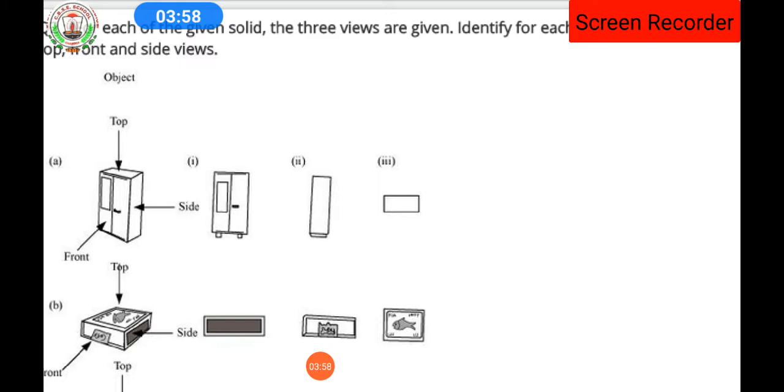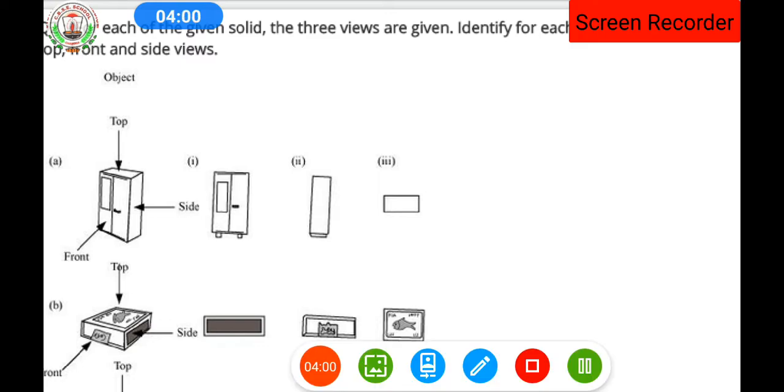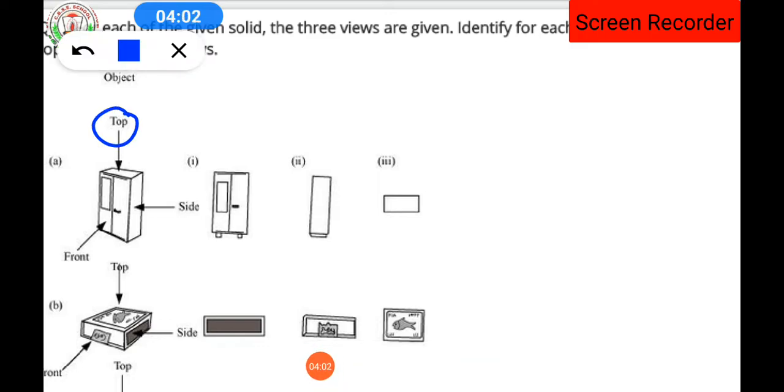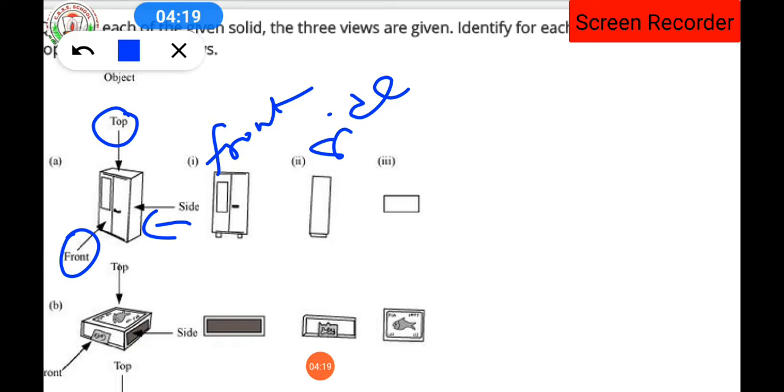Here you can see that in the almirah, this one is marked as the top view, this one is marked as the side view, and here it is marked as the front view, and individually the pictures are given. So we can say that this one is the front view of the almirah, the second one is the side view, and the third one is the top view.